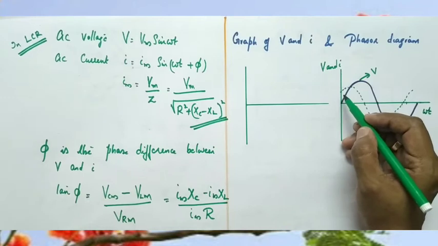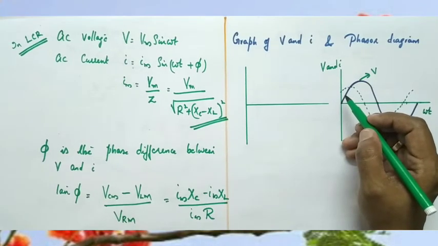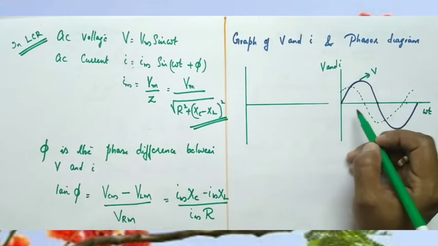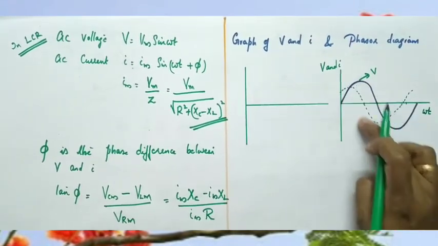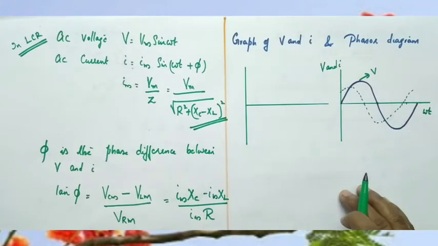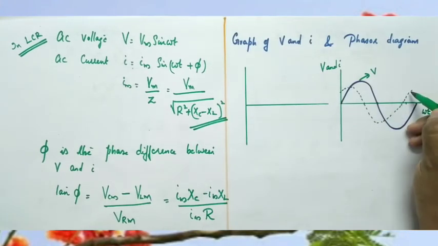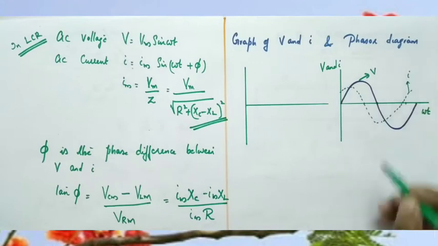Current is leading voltage by an angle phi. In the capacitor case, we know that current leads voltage by an angle pi by 2, but here it is not pi by 2, it is phi. So this is the graph representing current. Clear, children? The dotted line represents current.